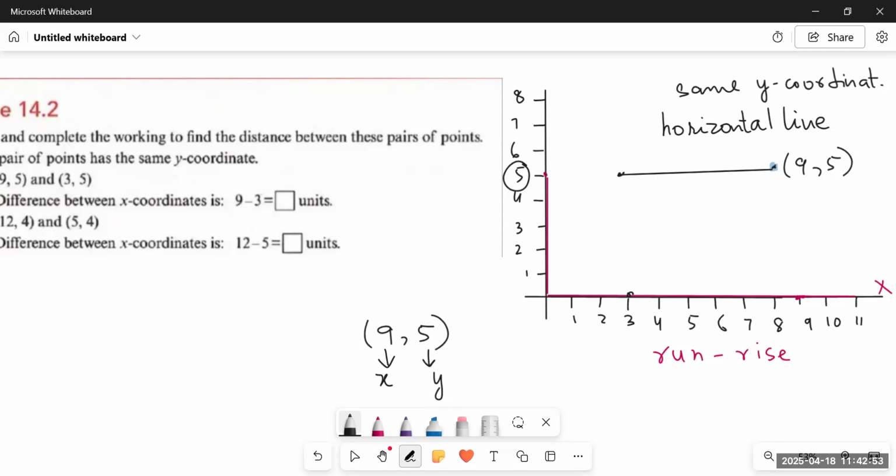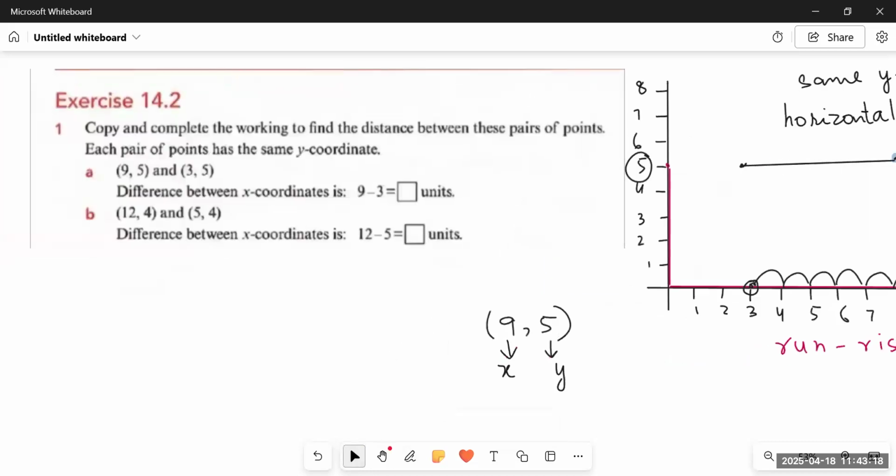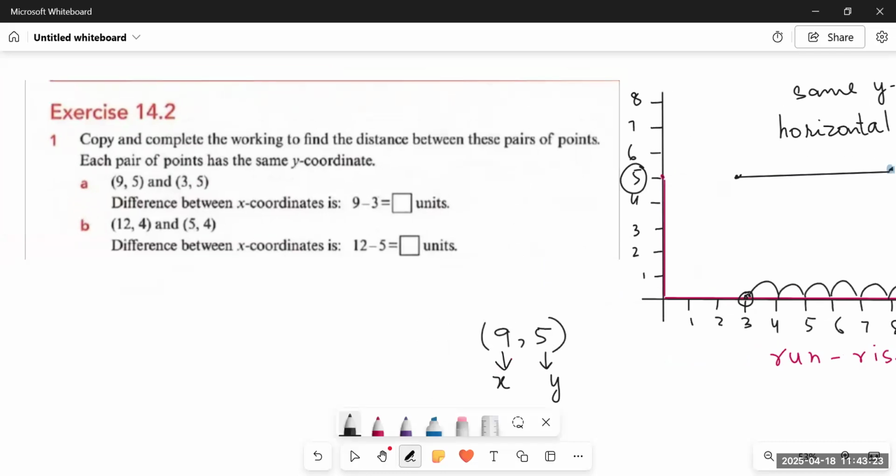Now, we have to measure the distance between these 2 points. So for this, what do we have to do? We will simply mark 3 and 9, and we will find the difference between these 2 points. So what is the difference between these 2 points? 9 minus 3 equals 6. So here we will find the distance between these 2 points by simply subtracting the given x coordinates. That is 9 minus 3 is equal to 6 units. So we can say that the difference between the x coordinates is 9 minus 3, that is 6 units. So the distance between these 2 points would be 6 units straight.